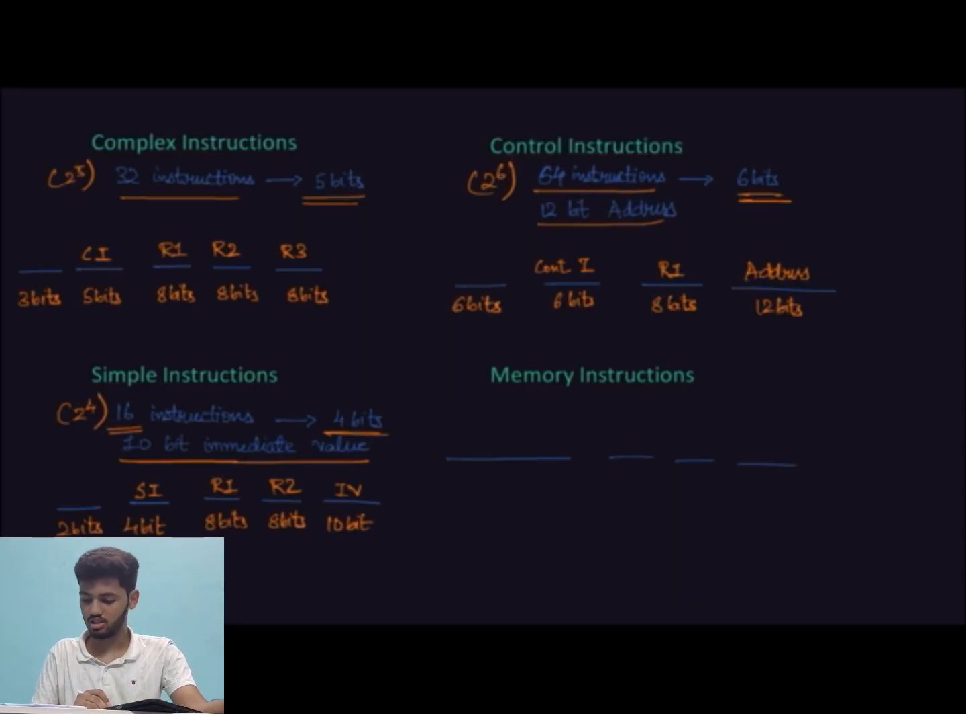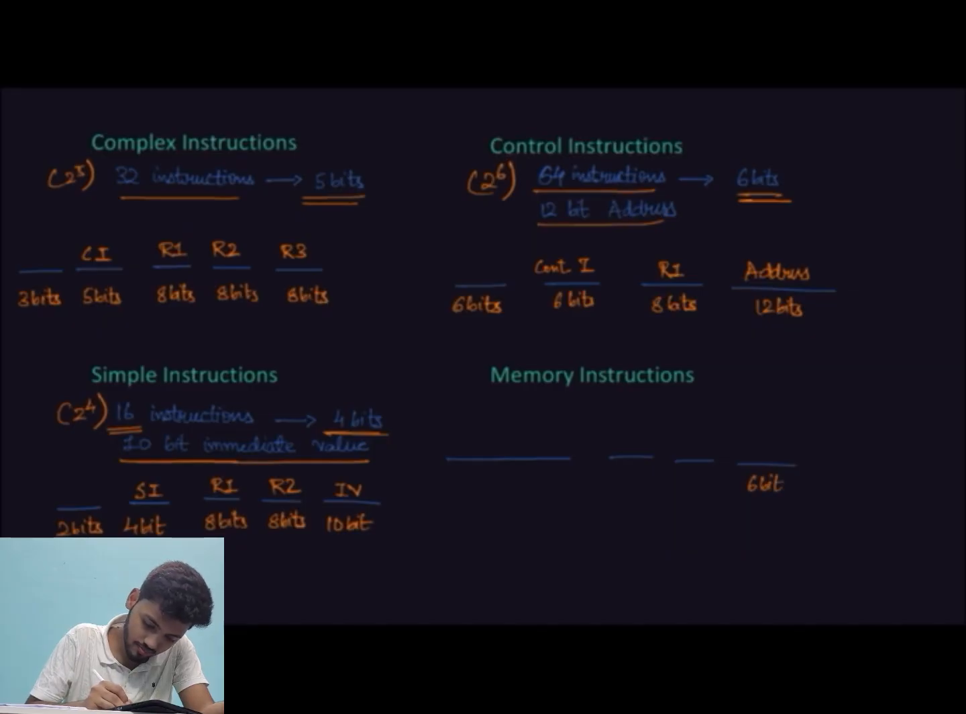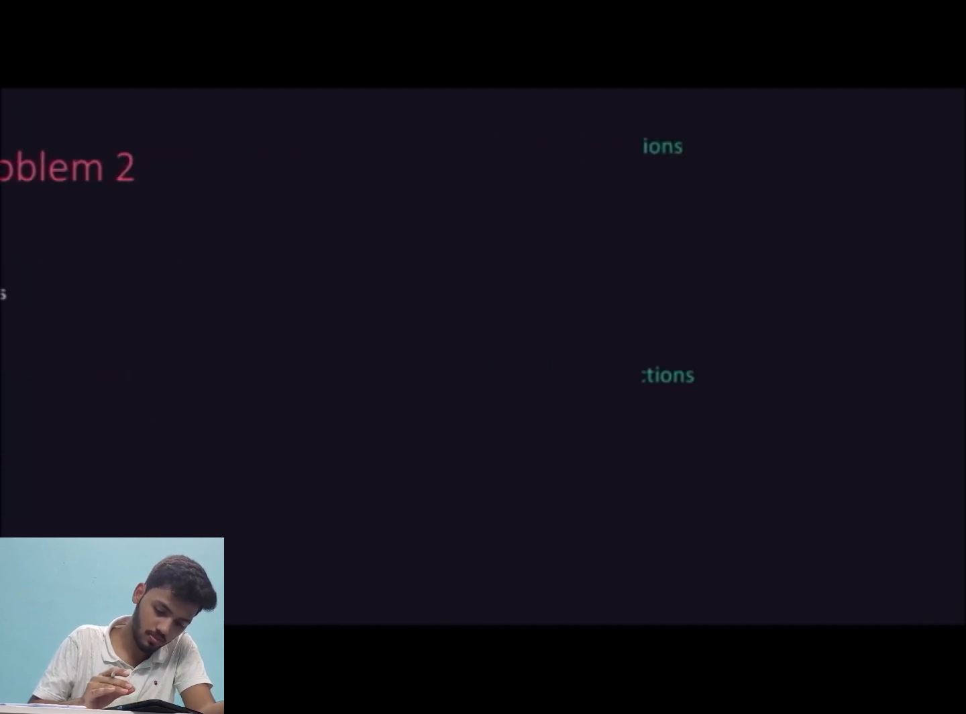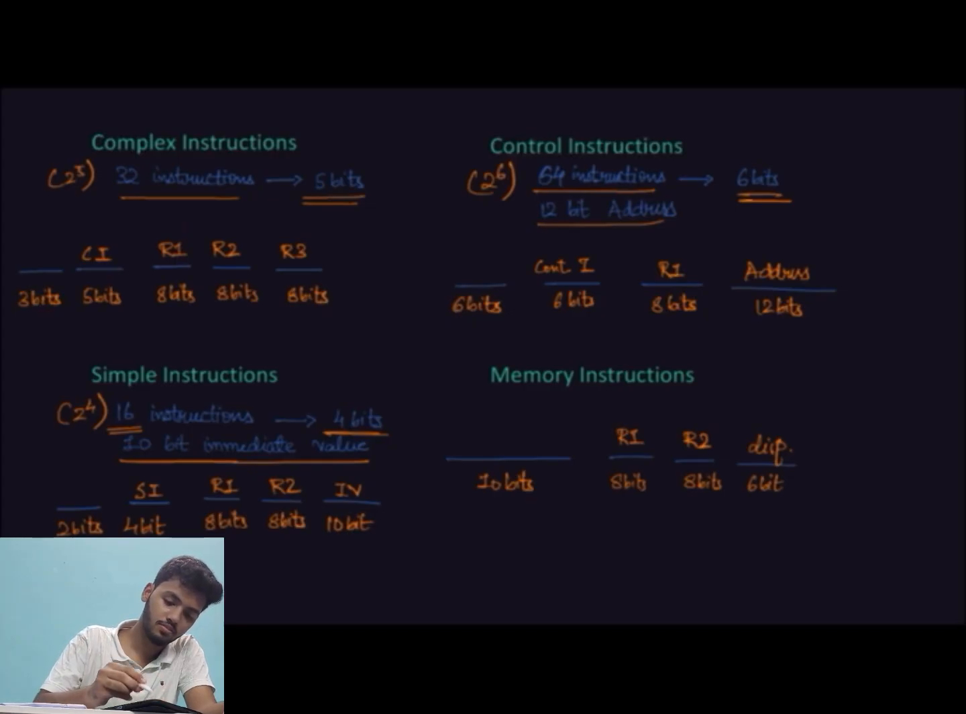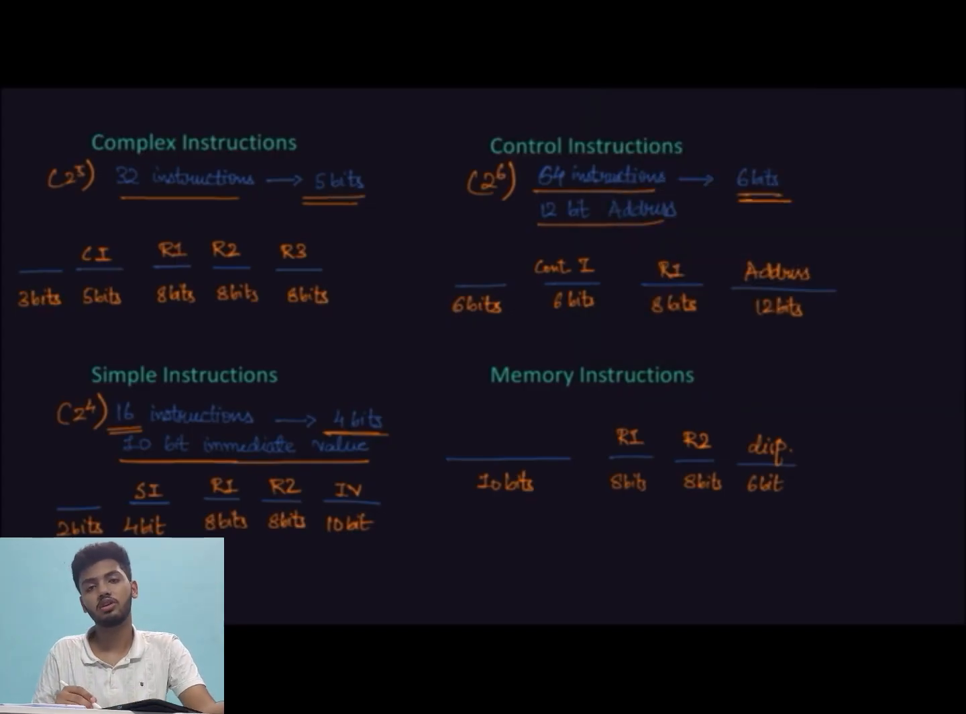Now coming to the memory instructions. There is a 6-bit displacement here, along with two register operands, so after all of this, we will have 10 bits remaining. So now we will try to find the maximum number of memory instructions in this encoding scheme.